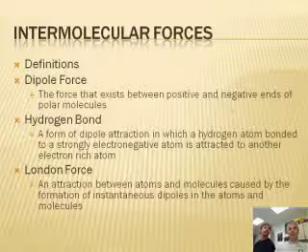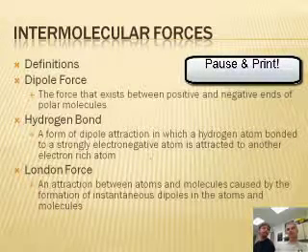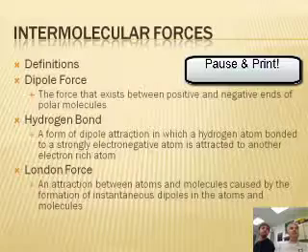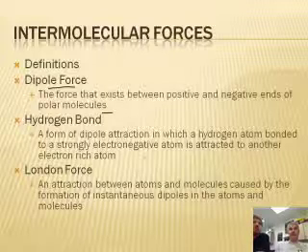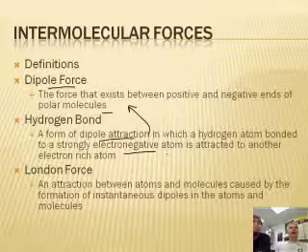The 3 kinds of forces. In fact, one even has the word bond because it's the strongest of the 3. I want you to copy these down, push pause, and then I'll talk about it. Okay. So the first force is called the dipole force. The force exists between positive and negative ends of polar molecules. I'll illustrate that in a minute. Hydrogen bonds, a form of dipole attraction, in which a hydrogen atom is bonded to a strongly electronegative atom of another electron-rich atom. And then the last one is the London force.